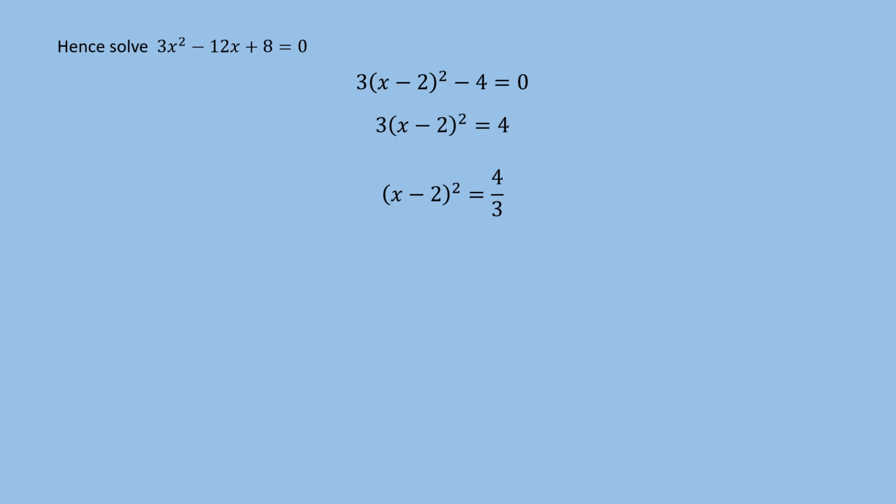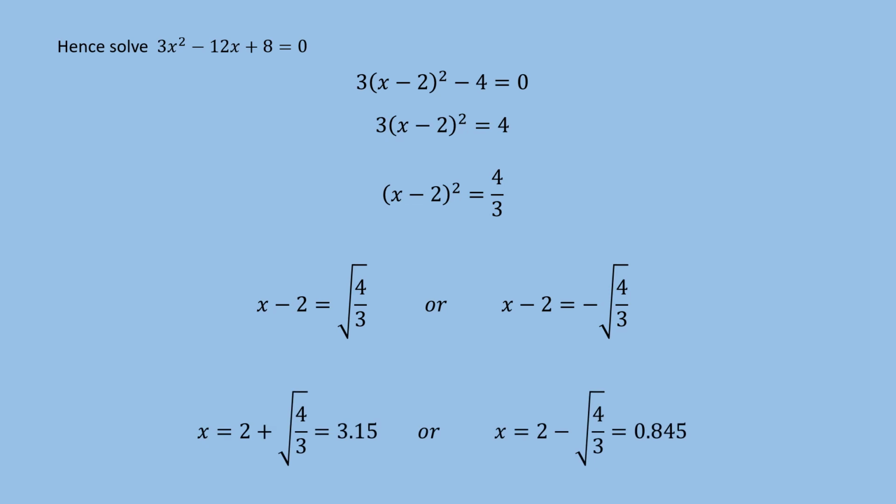Add 4 to both sides and then divide by 3. Then x minus 2 equals the square root of 4 over 3, or x minus 2 equals minus the square root of 4 over 3. Why are we taking both minus and plus? Don't forget the negative square root. Why? It is a square root of 4 over 3.